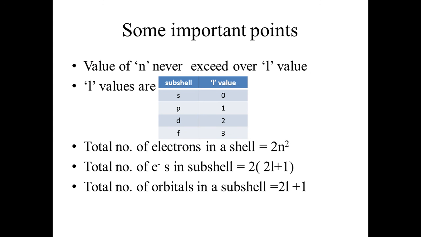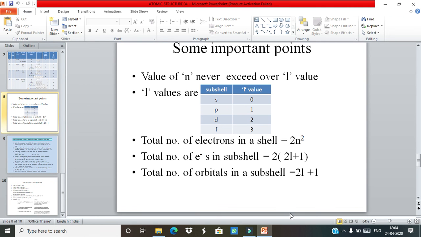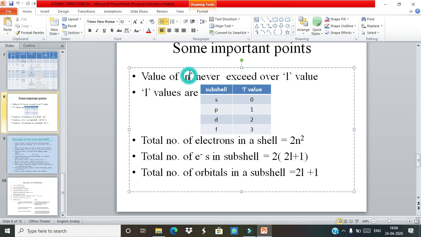Coming to the next, some important points for conclusion that we obtain from briefly observing these quantum numbers. The first one is that the value of n is never exceeded by l. I found a correction here: I have to write l here and n here. So the value of l never exceeds n. That is the correct form.